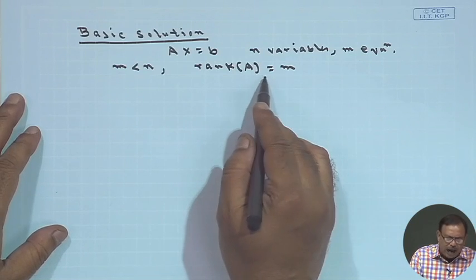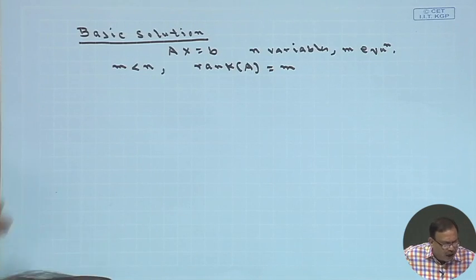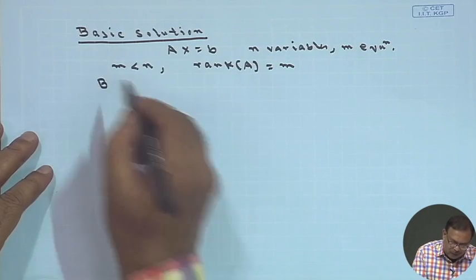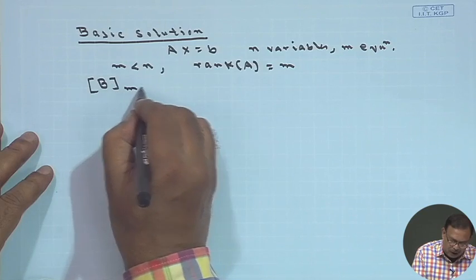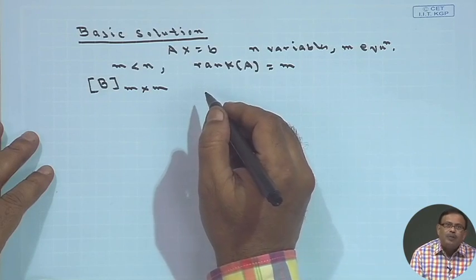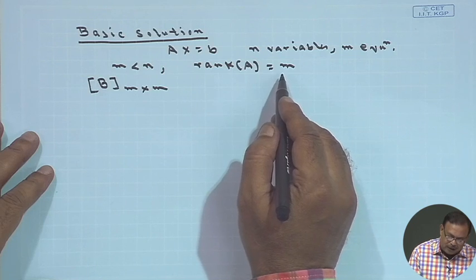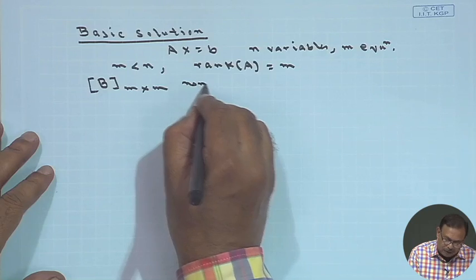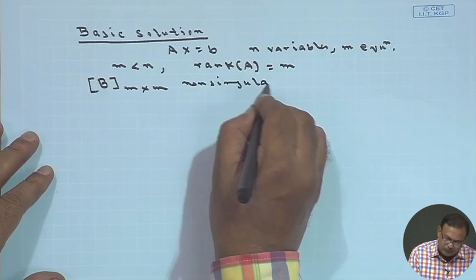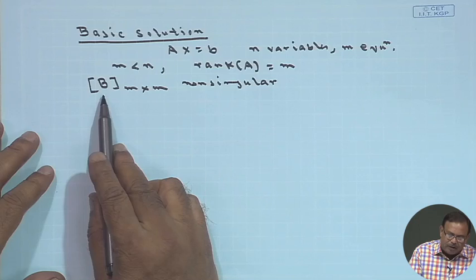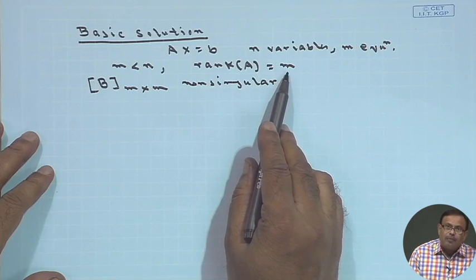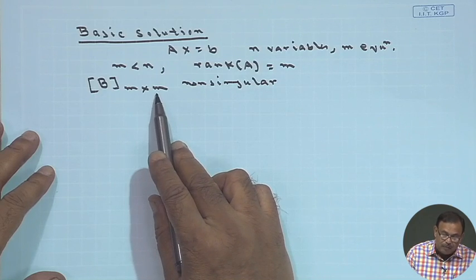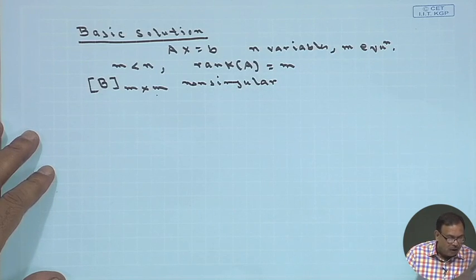Since the rank of the matrix is equal to m, there will exist one matrix B of order m cross m. Please note that you may know the definition of the rank. It will be non-singular. Since I am assuming the rank of the matrix is m, I must get one m cross m square matrix which will be non-singular.